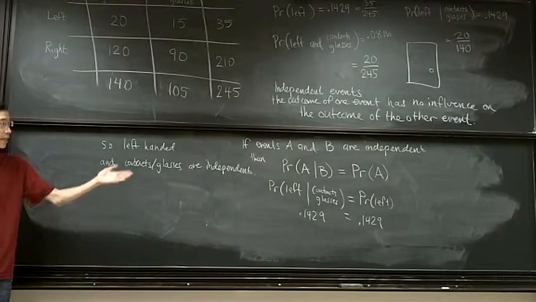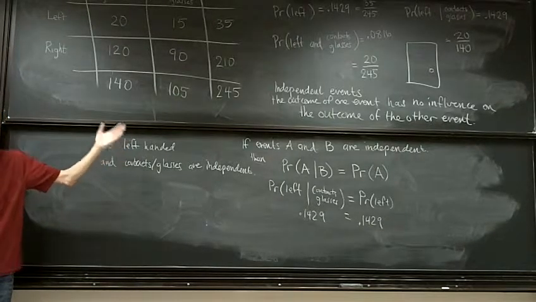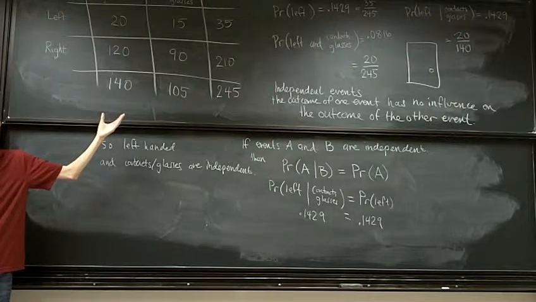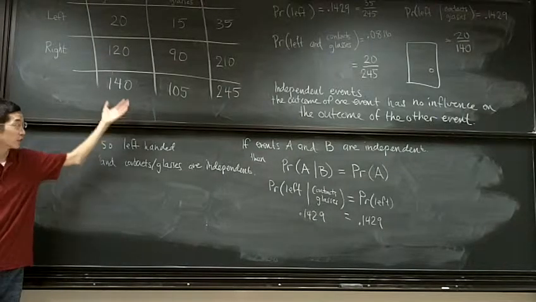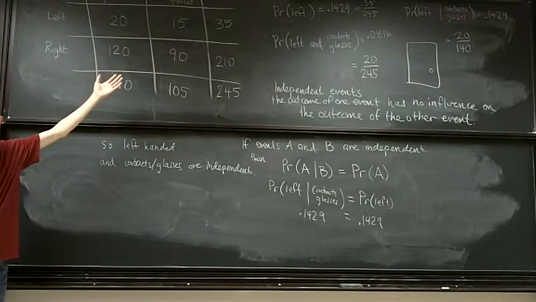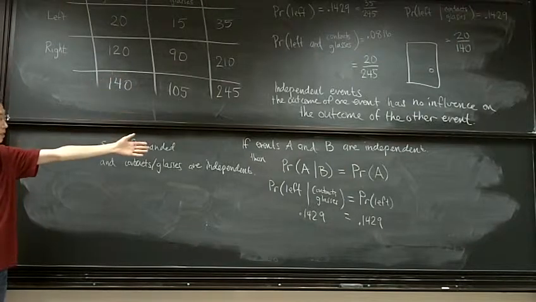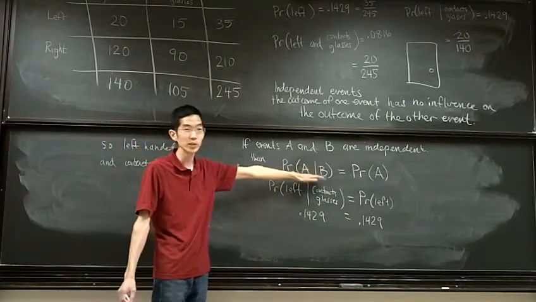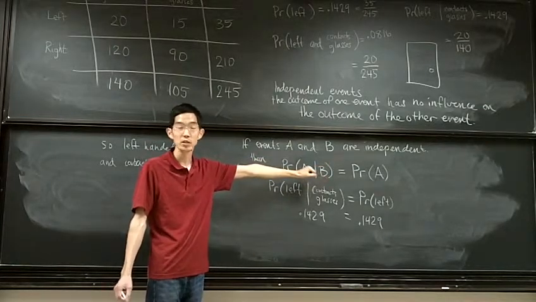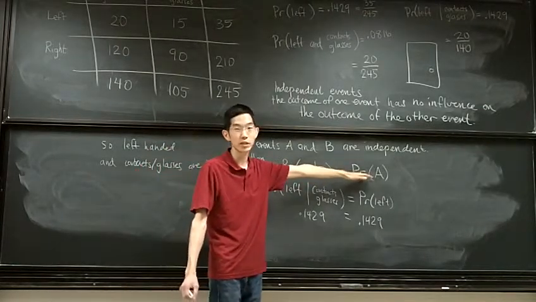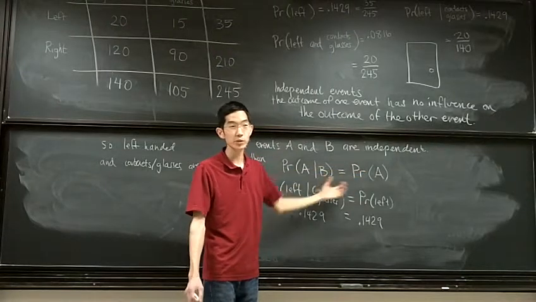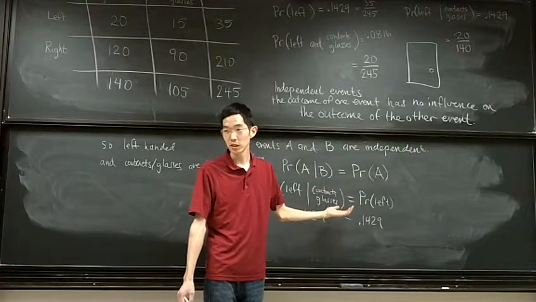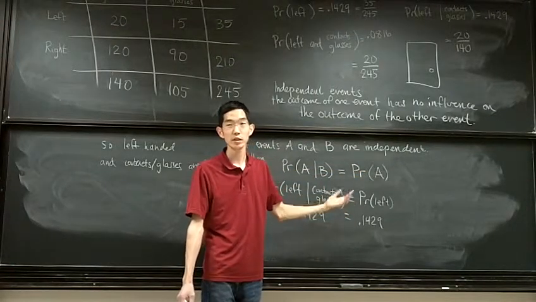So on the quiz, I might ask you, are these two events independent? Yes or no? You'll be given a table like this, and from the table you have to decide. What you will need to do is calculate the probability of A given B and compare that to the probability of A. If they're equal, they are independent. If they are not equal, they are not independent.